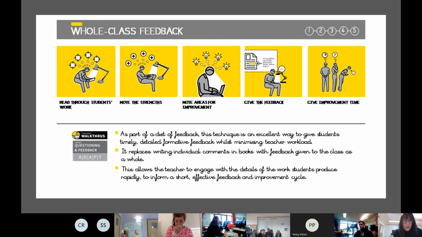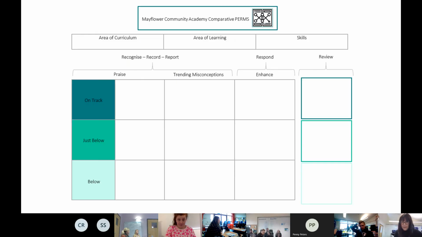This allows the teacher to engage with the details of the work students produce rapidly to inform a short, effective feedback and improvement cycle. So, Ellie, I will put your slide on and over to you, Ellie.